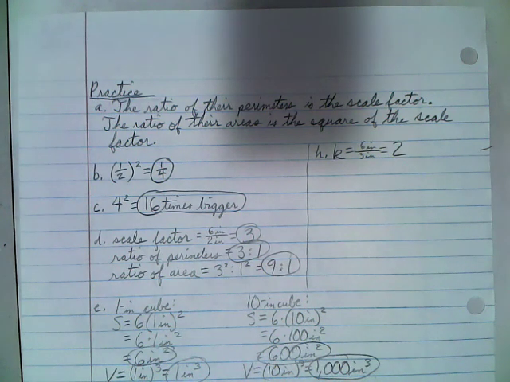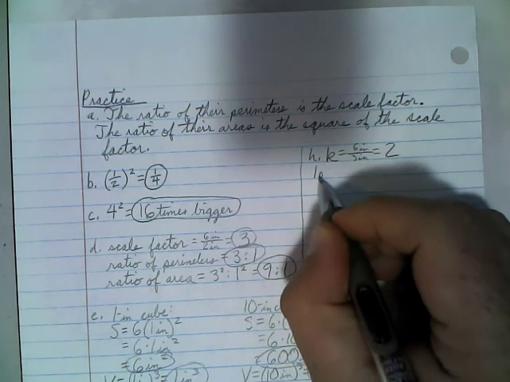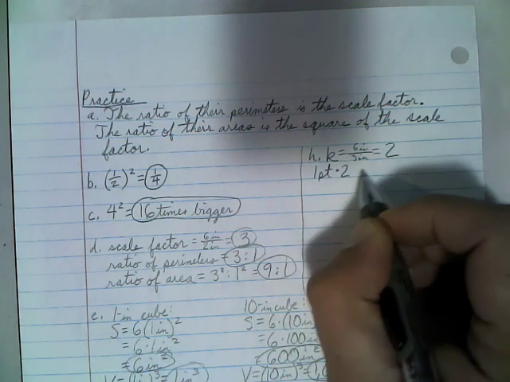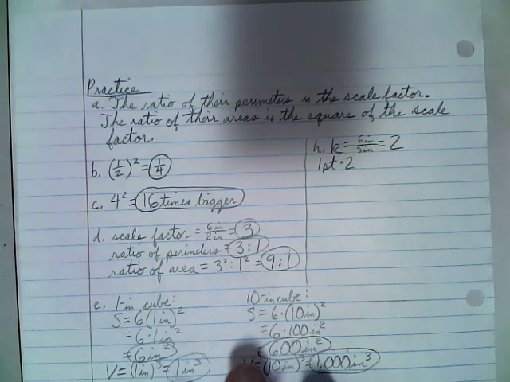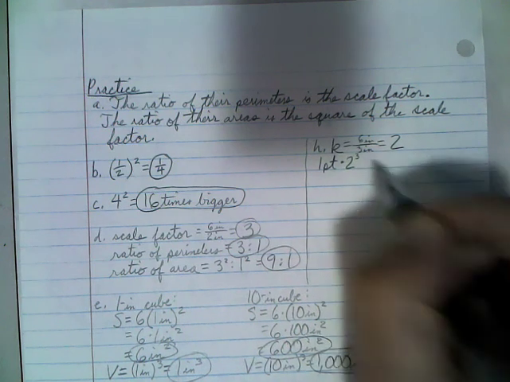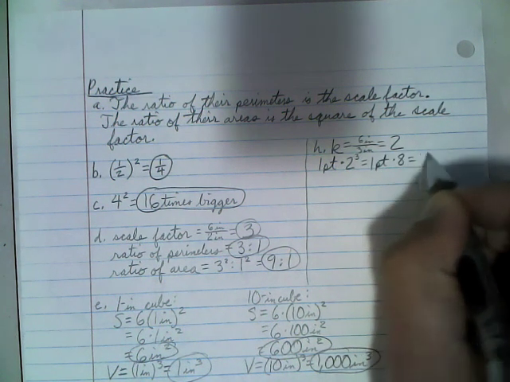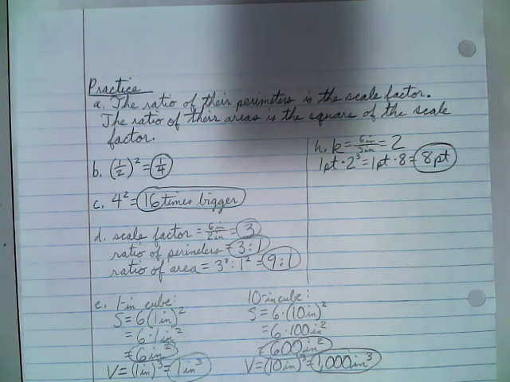So therefore, how much is the larger balloon going to hold? Well, it's going to hold the 1 pint times our scale factor of 2, but pints, remember, are related to volume. So my scale factor is going to be cubed. So that'll be 1 pint times 8, or 8 pints. And that, ladies and gentlemen, is our lesson.